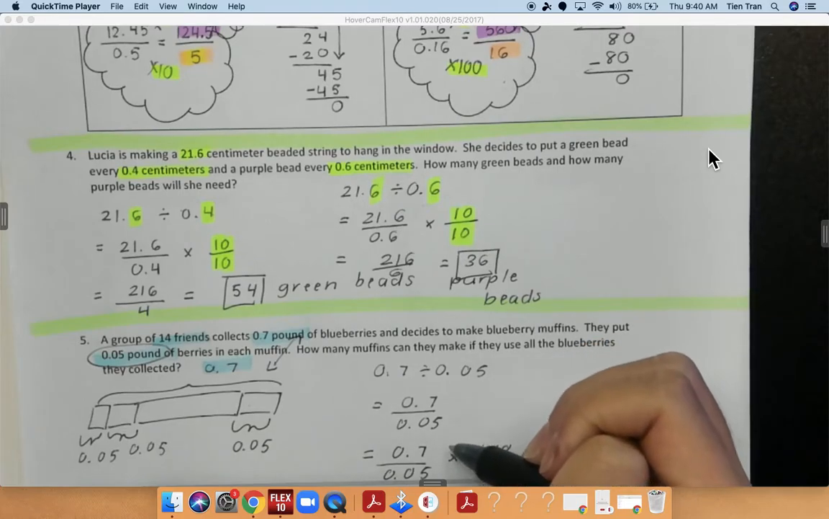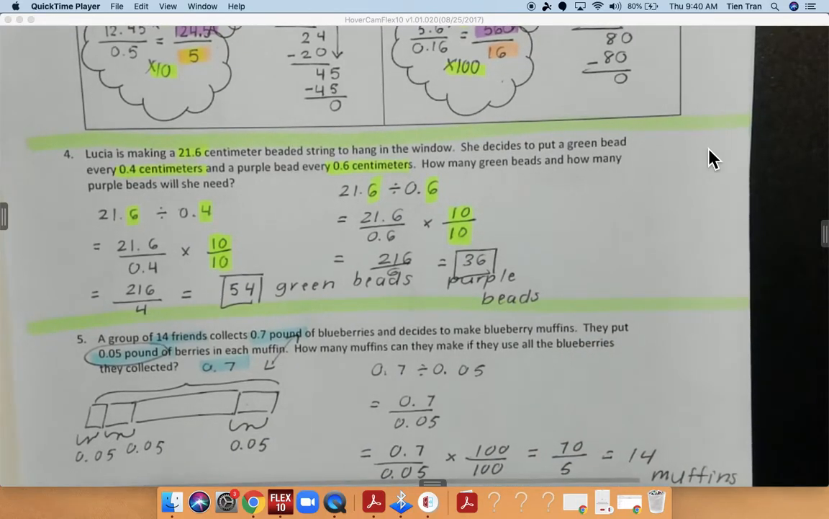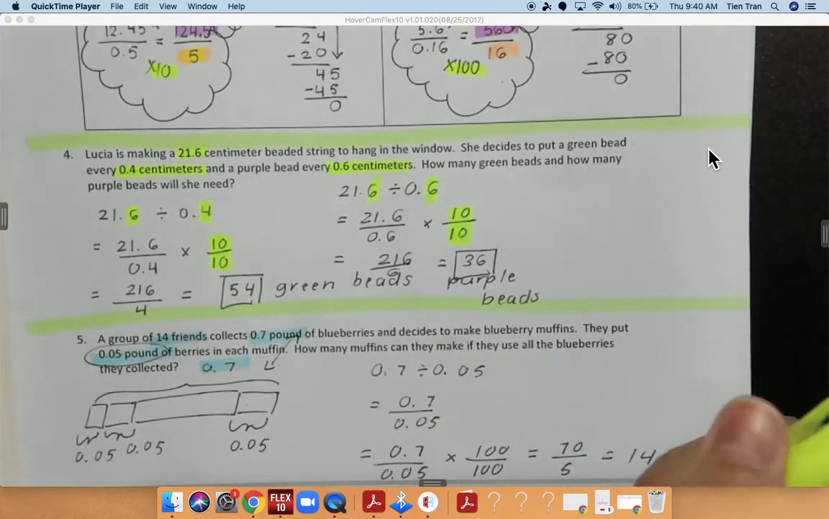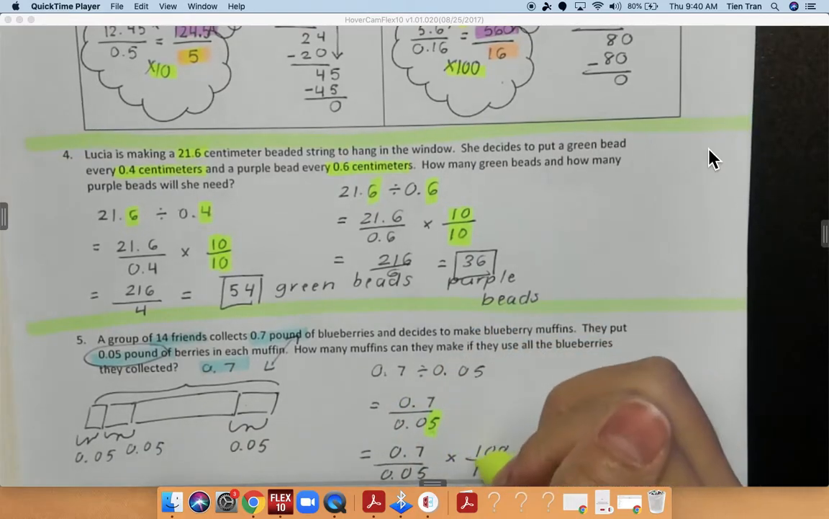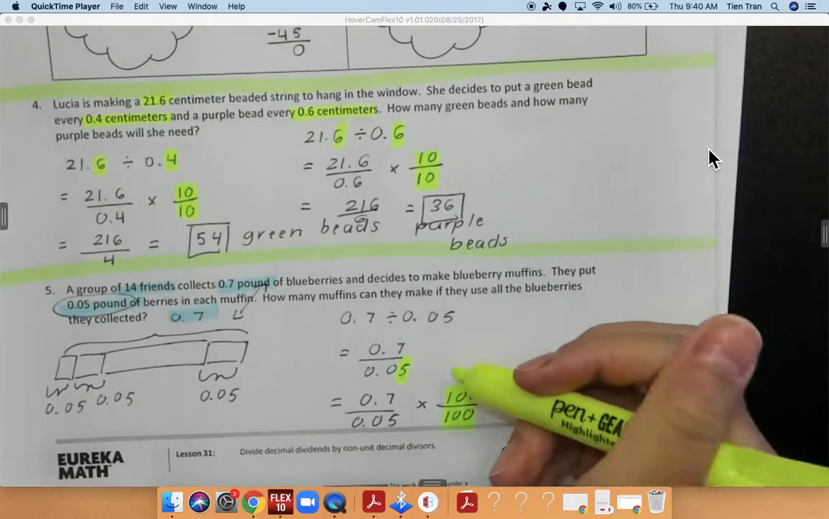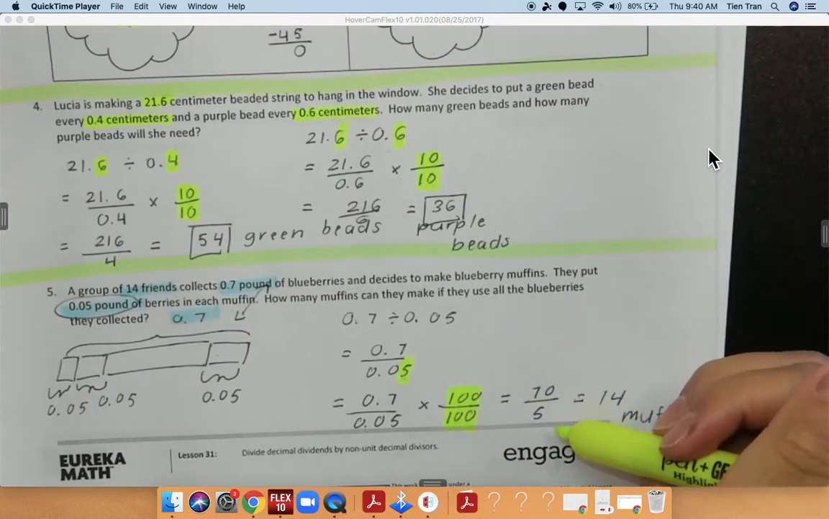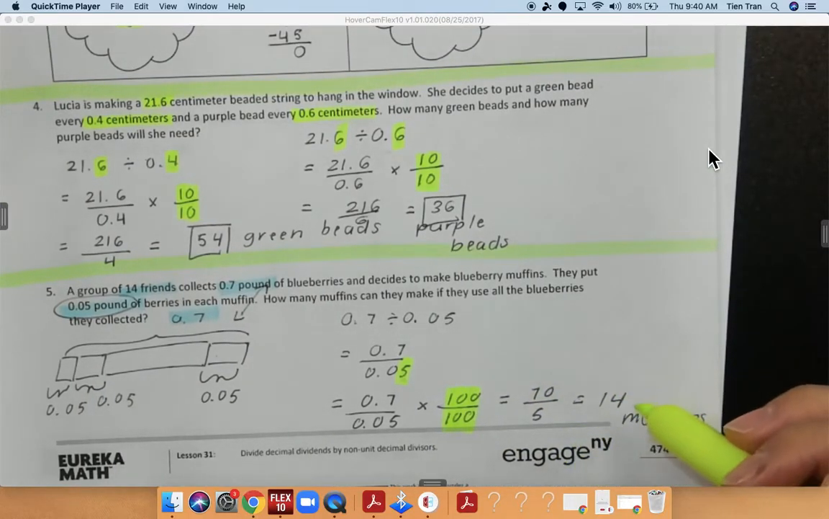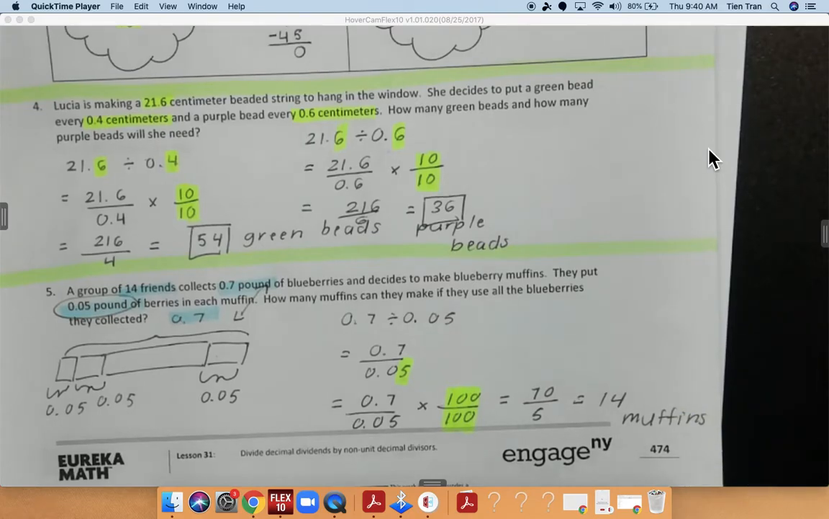Now I'm dividing those two numbers, and I'm going to multiply times 100 because I noticed that the 5 is in the hundredths place. You could have done the tenths if you wanted to, but in this case, I'm doing 100. And when I multiply that, I get 70 divided by 5. 70 divided by 5 is equal to 14 muffins, and that is my final answer.